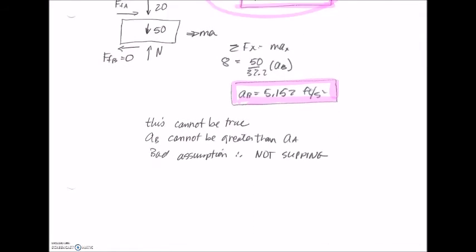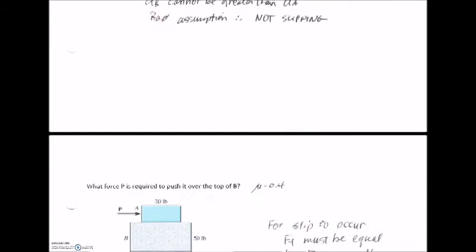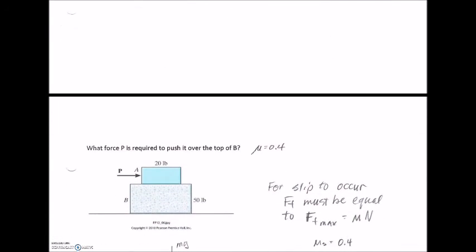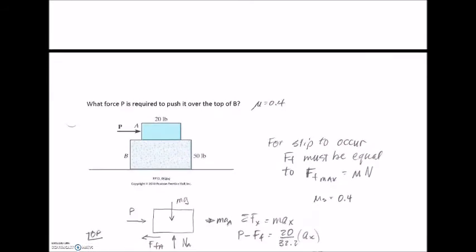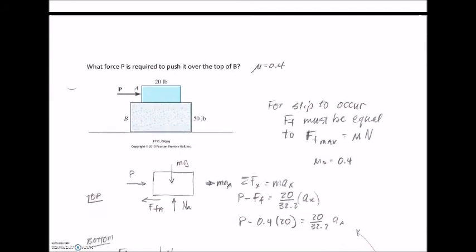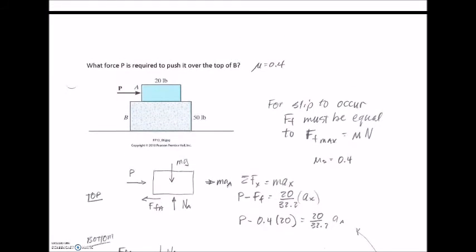All right, so then how much force does it take to make it slip? Let's figure that out. We're going to again draw separate free body diagrams of the two blocks. For slip to occur, the force of friction must be greater than the maximum force of friction. We're sticking with the coefficient of friction of 0.4.